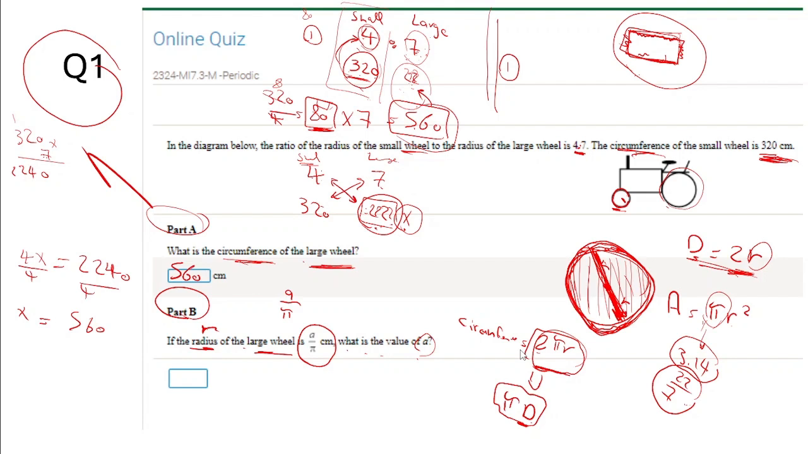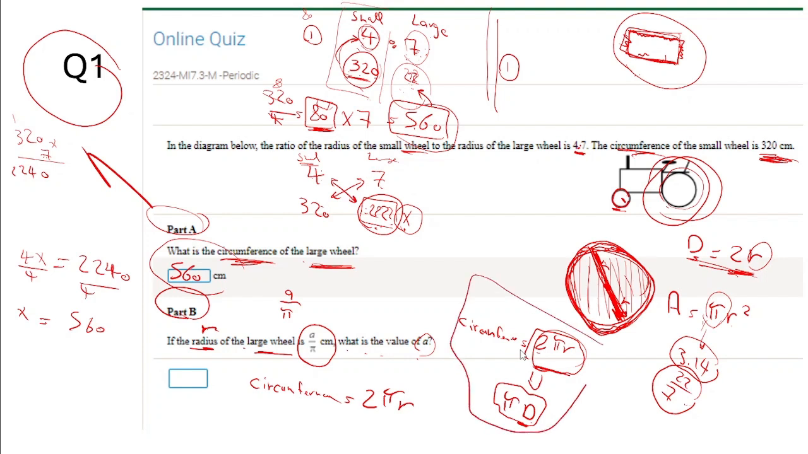Okay. Now, what I got here is the circumference of the large wheel. Now the equation: the circumference of the large wheel, which is a circle, right? The large wheel is a circle, equal to 2 pi r, right? This is the equation of the circumference.